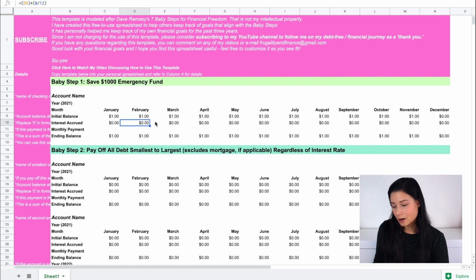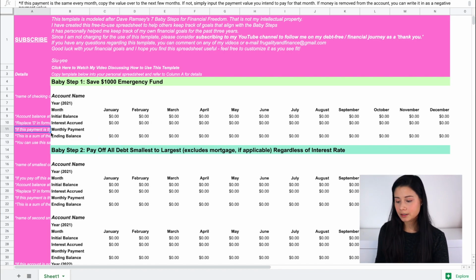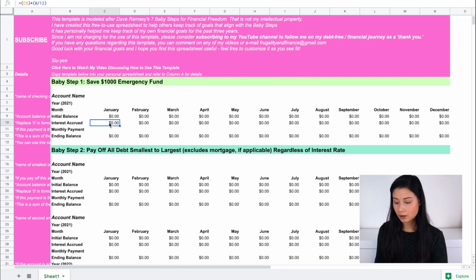And as you can see, it auto-populated in the subsequent months. Now in the interest accrued cells, I do have a formula that depends on the initial balance to calculate the interest that accrues every month. Where the 0 is here is where you would actually put the decimal form of your interest rate or your APY. And then I just divide it by 12 to get an average per month.